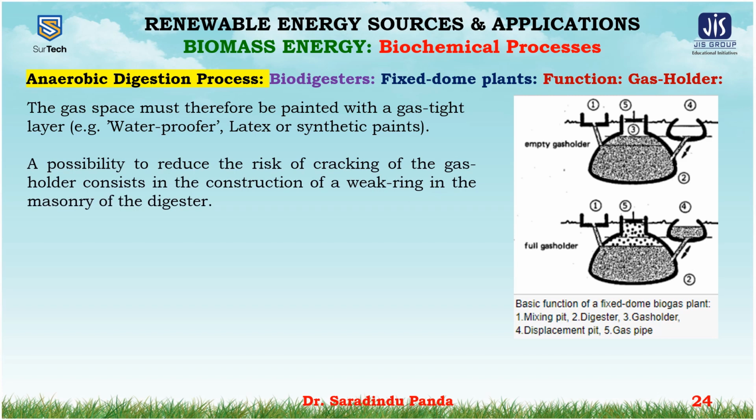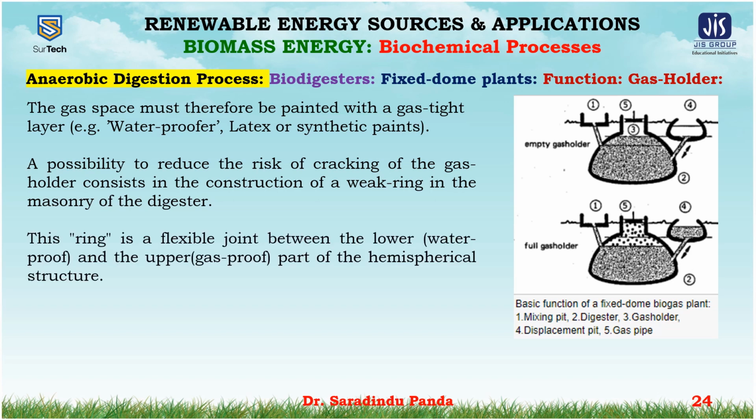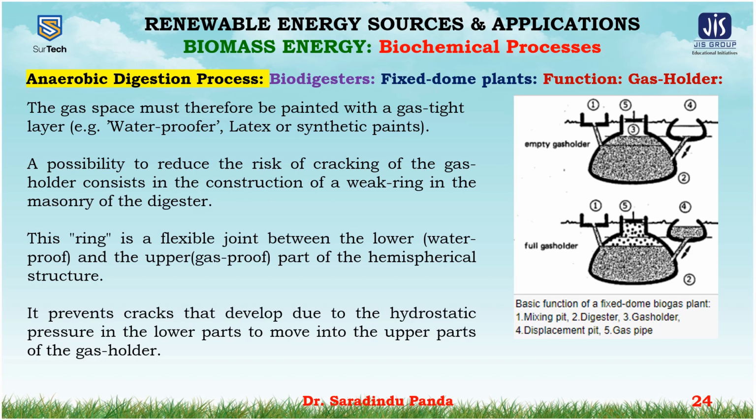A possibility to reduce the risk of cracking of the gas holder consists in the construction of a weak ring in the masonry of the digester. This ring is a flexible joint between the lower and the upper part of the hemispherical structure. It prevents the cracks that develop due to the hydrostatic pressure in the lower parts from moving into the upper parts of the gas holder.